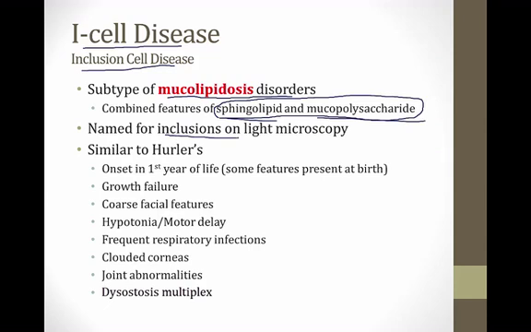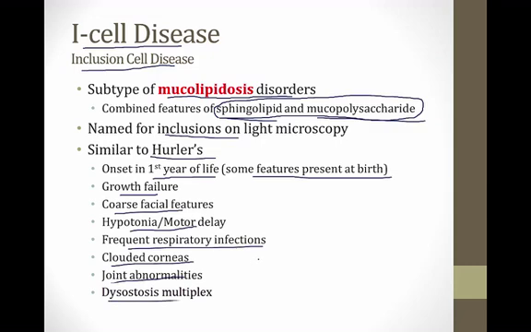And I-cell disease shares many features with Hurler's syndrome. Its onset is in the first year of life. Some of the features are present at birth. There's growth failure and coarse facial features. There's hypotonia and motor delay. These children have frequent respiratory infections and clouded corneas, just like Hurler's syndrome. They can have joint abnormalities and dysostosis multiplex seen on X-ray images.